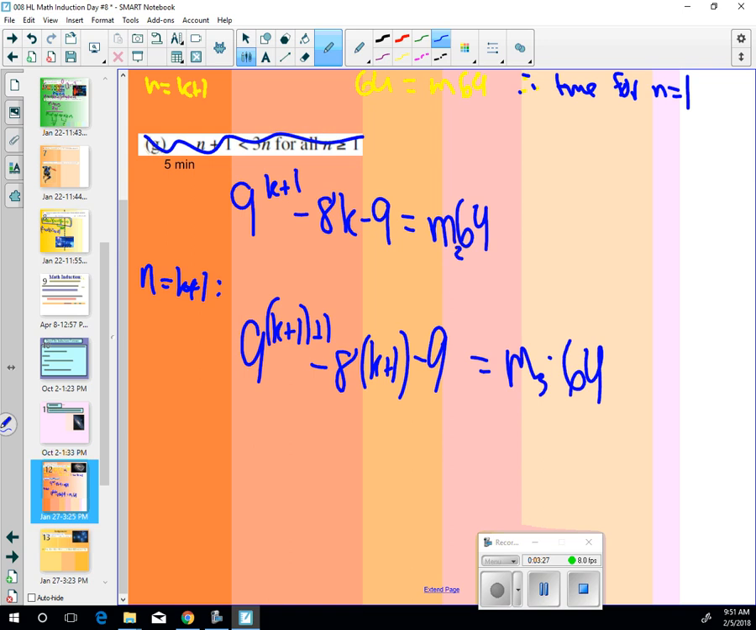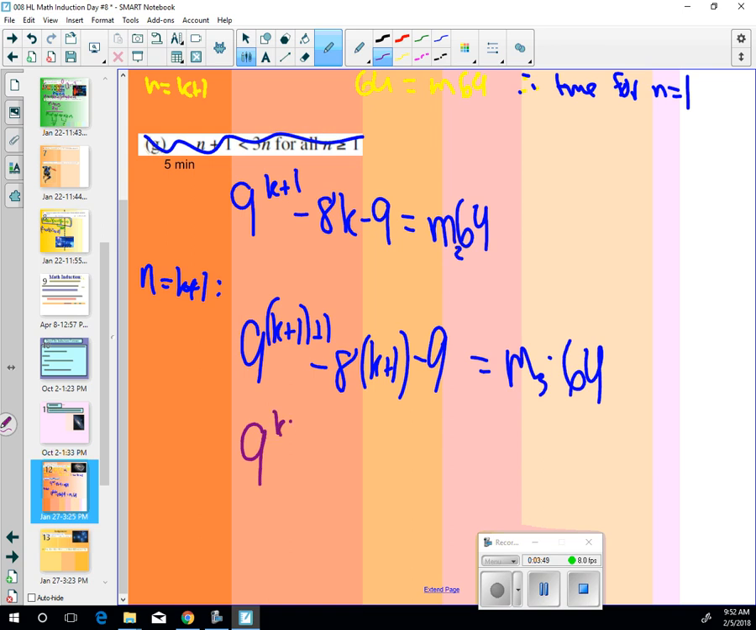Okay, so we're saying that this is anywhere on the ladder. We're taking the next step. It also is a multiple of 64. We're assuming that this is a multiple of 64, then this one's going to be a multiple of 64. So how I'm going to do this is the old way first.